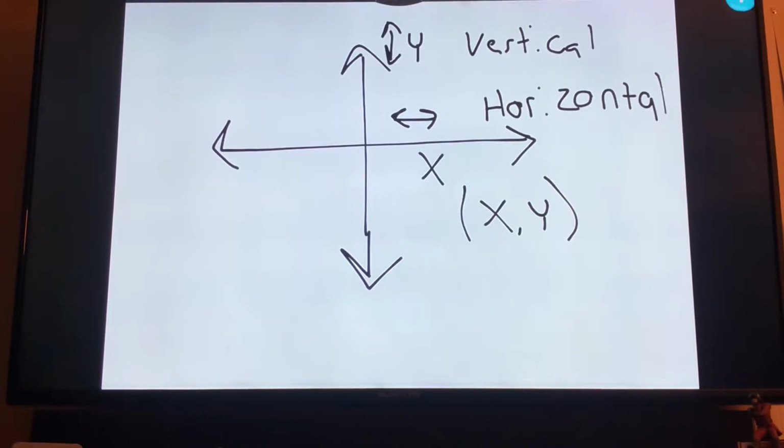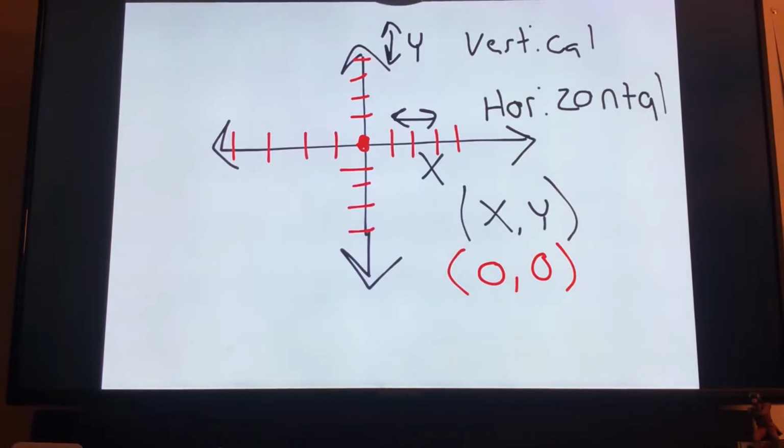If I have a point right here on 0, 0, that's 0 on the x and 0 on the y. And that's how we figure out an ordered pair. You need one coordinate for the x and one coordinate for the y. So let's write maybe 1, 2, 3, 4 on each side of the axes. This will give us something to work with.